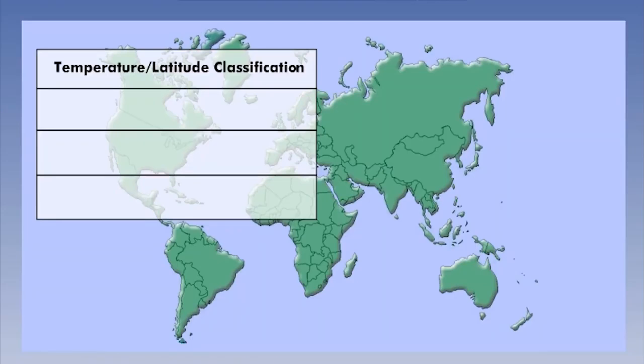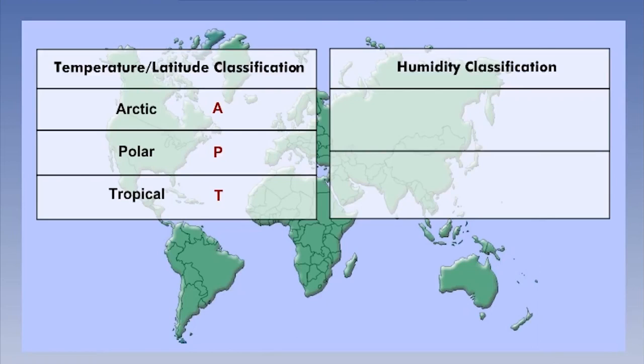Air masses are defined by their source region. When considering temperature, we have three classifications: Arctic, polar, and tropical. Although note that Arctic is really a more extreme example of polar. For humidity, we have two categories: maritime and continental.